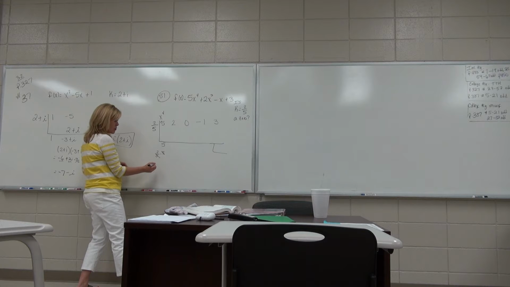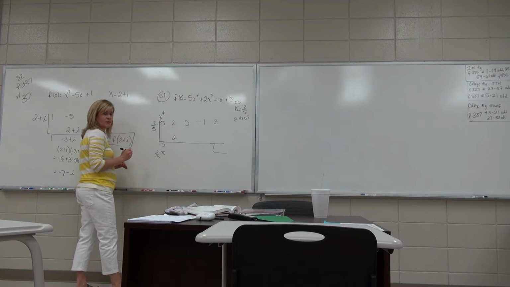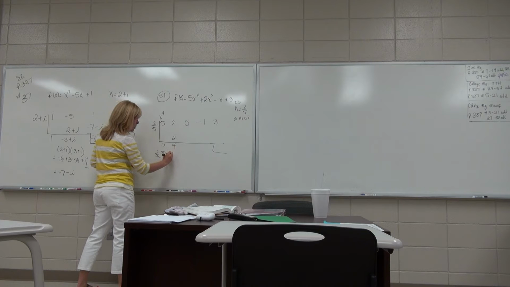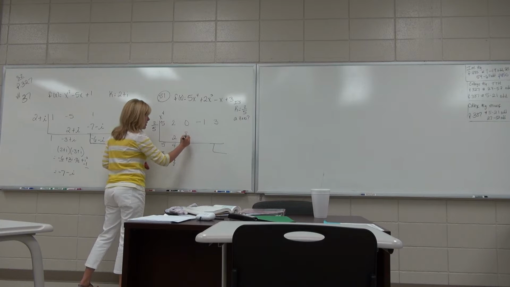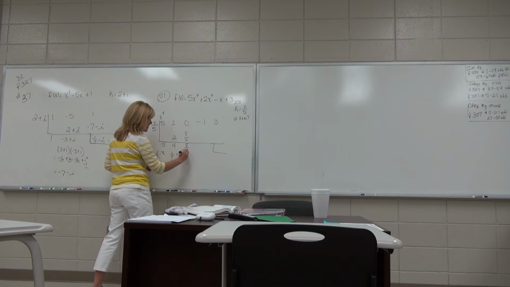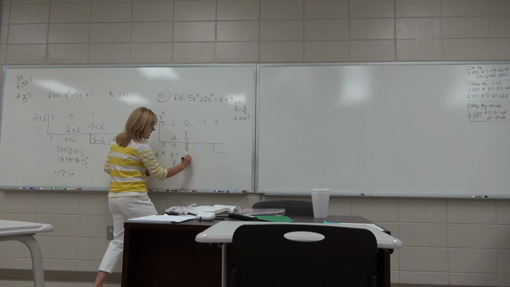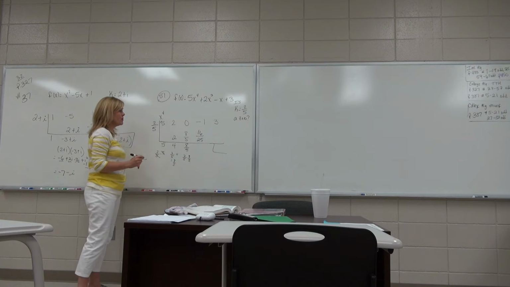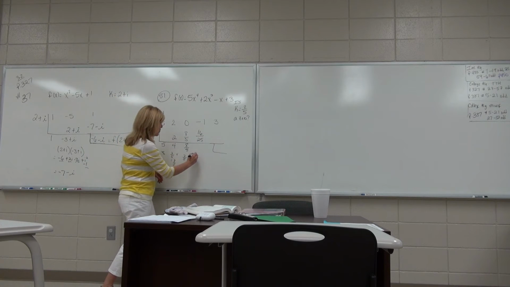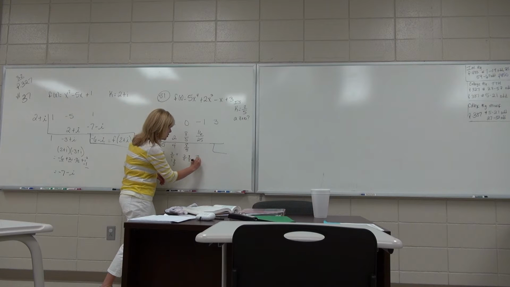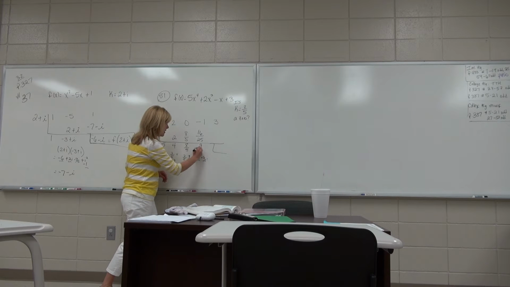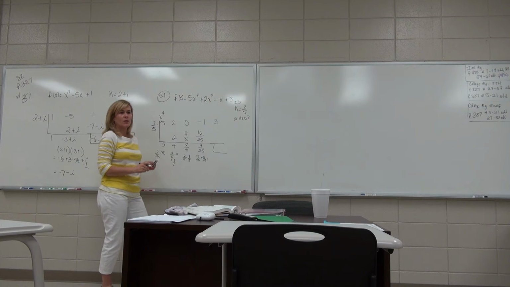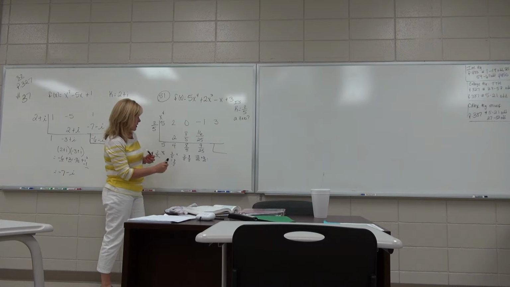So I'm going to say 2/5 times 5. My 5's divide out to 1, so my answer is just 2, right? 2 plus 2 is 4. Well, 2/5 times 4 would be 8/5. 0 plus 8/5 is 8/5. 2/5 times 8/5 will be 16/25. Right? -1, which I can write as -25/25, plus 16/25 will give me -9/25.